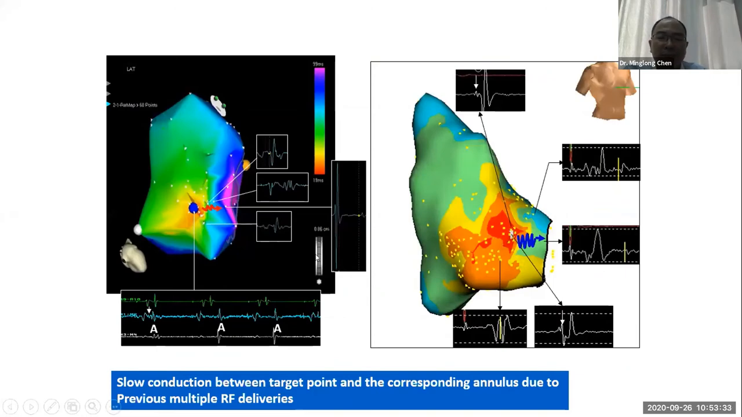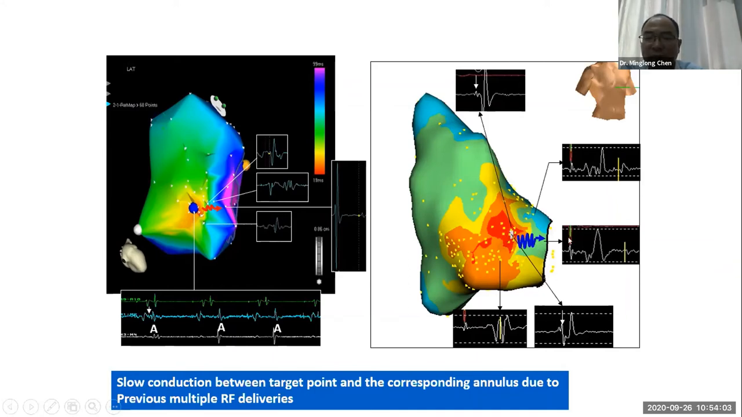These two are very interesting cases because they failed two previous attempts. You can see the insertion point is here, but there's slow conduction from the insertion point to the annulus region, because most of the RF deliveries along the TV annulus region were made by the previous ablations. You can see this case also: there's slow conduction from the insertion point to the annulus region.